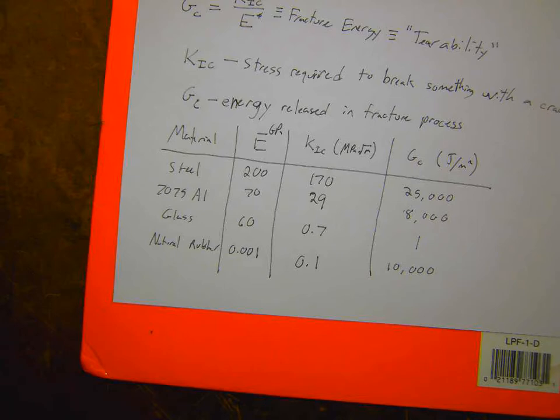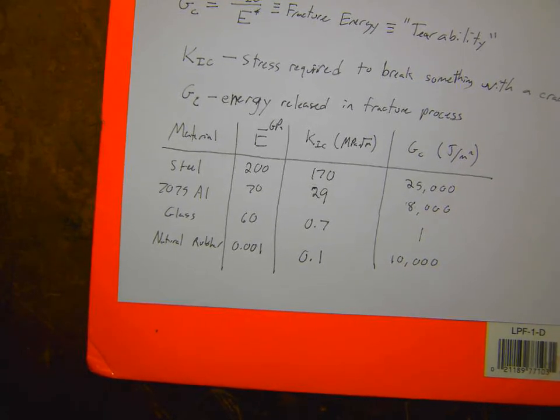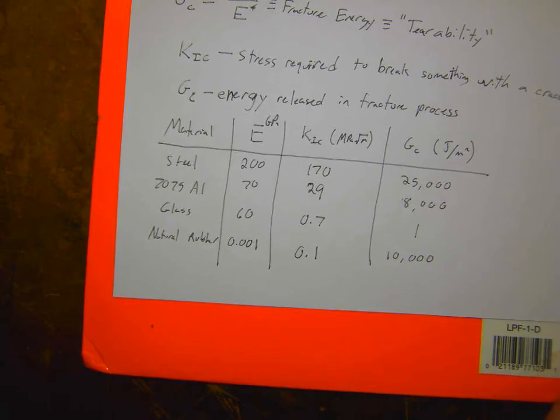Questions? Confusion? Joules per meter squared. Yeah. And then KIC is MPa root meters. Or I guess these are kilojoules per meter squared, but same difference. I don't have enough time to talk about stress concentrations. Cool, you're going to have to figure out what E-star is tomorrow.